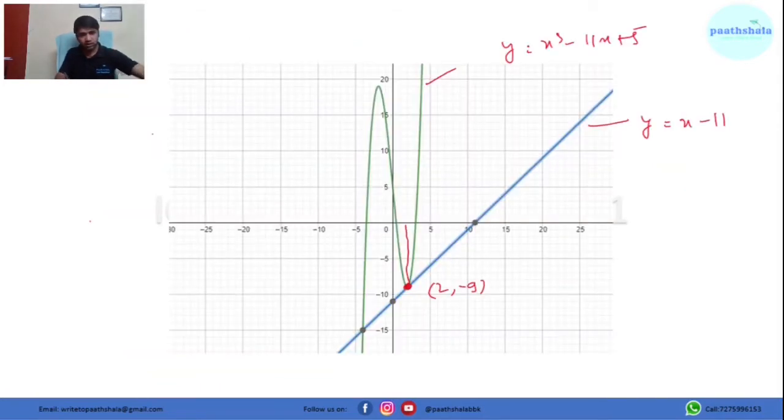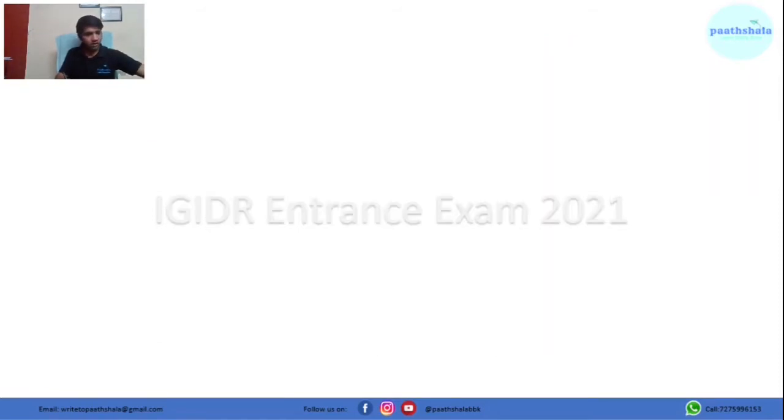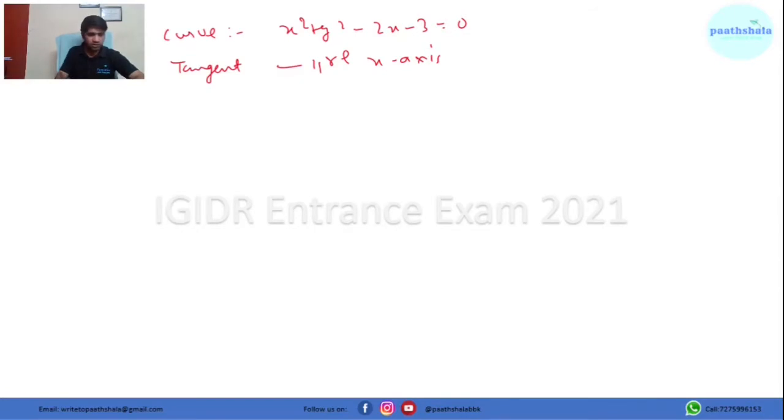So in the next question we have example 3. Here we are given a curve, x square plus y square minus 2x minus 3 equals to 0. And they are saying that the tangent is parallel to the x-axis, and we have to find out the points.